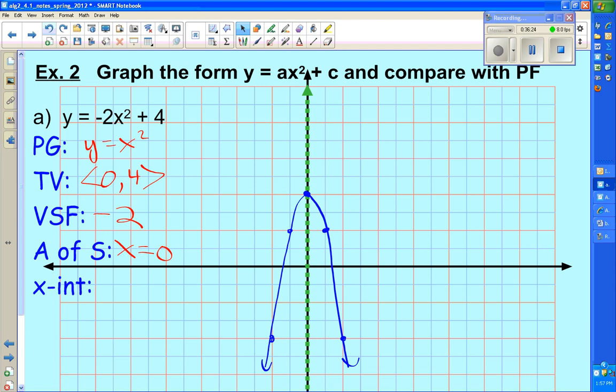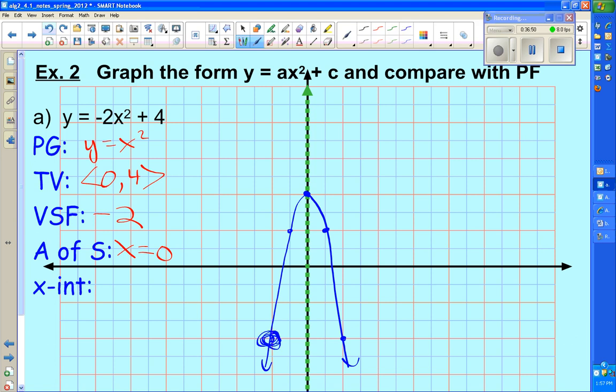I have a question. When you go right, left 1, down 2, and then aren't you supposed to go left 2, down 8? I did. Left 2, down 8. Did I not go down 8? Left 2, 1, 2, 3, 4, 5, 6, 7, 8. I did stuff.